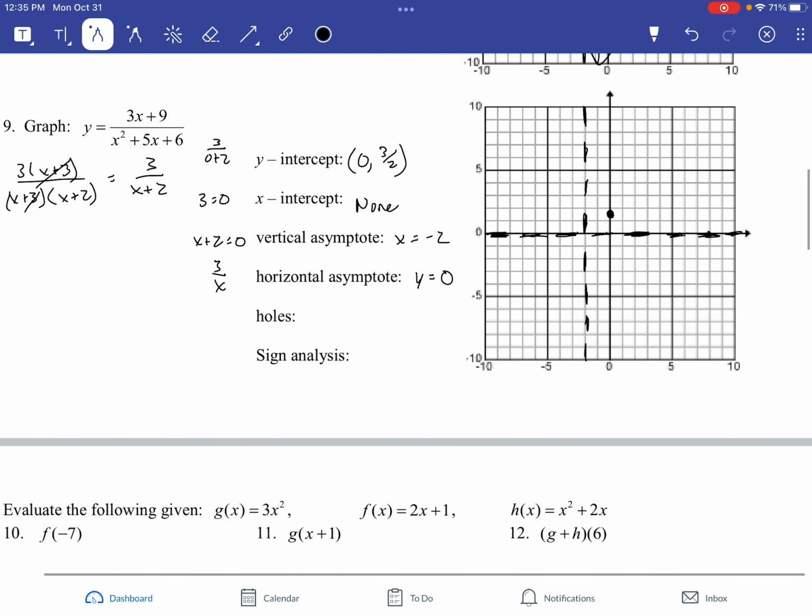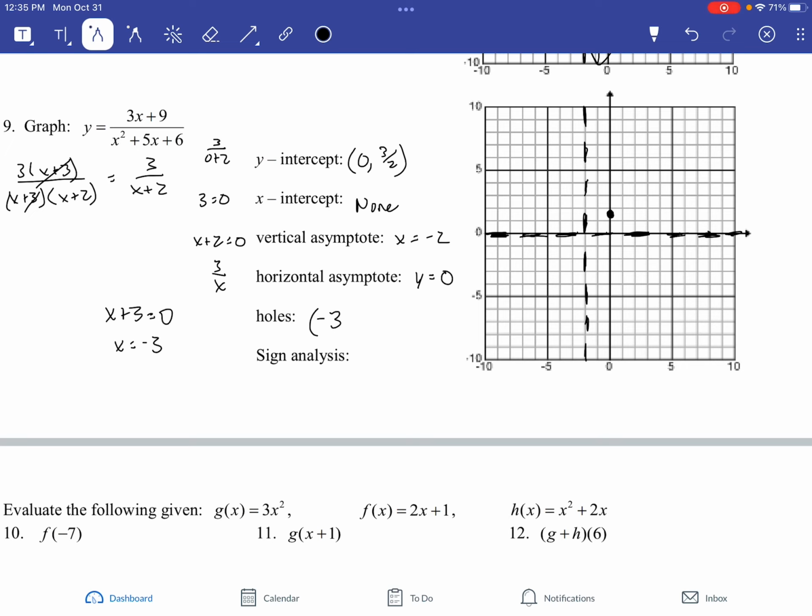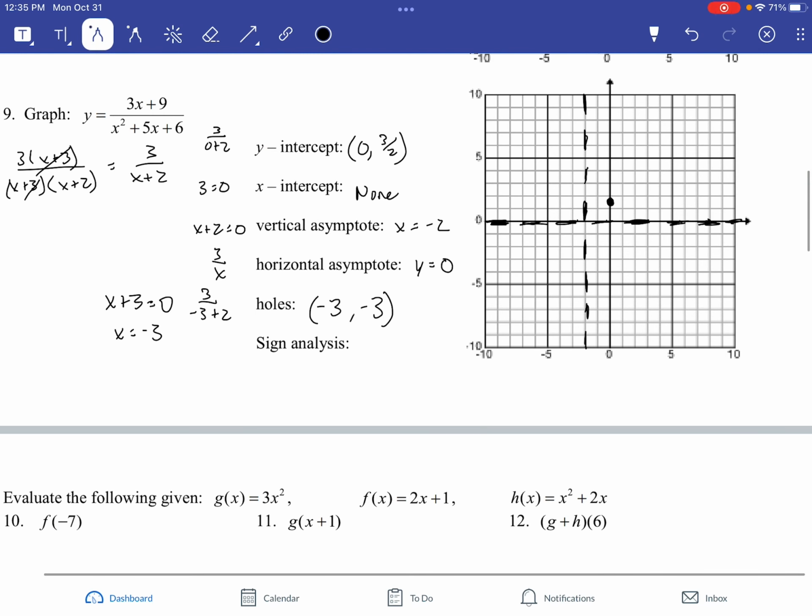Holes, we did cancel something out. We canceled x plus 3, so we have x plus 3 equals 0. X will equal negative 3. We're putting that back into the equation. 3 over negative 3 plus 2, which gives us 3 over negative 1, which is negative 3. So negative 3 and negative 3. That's our hole, so it's going to be right here.